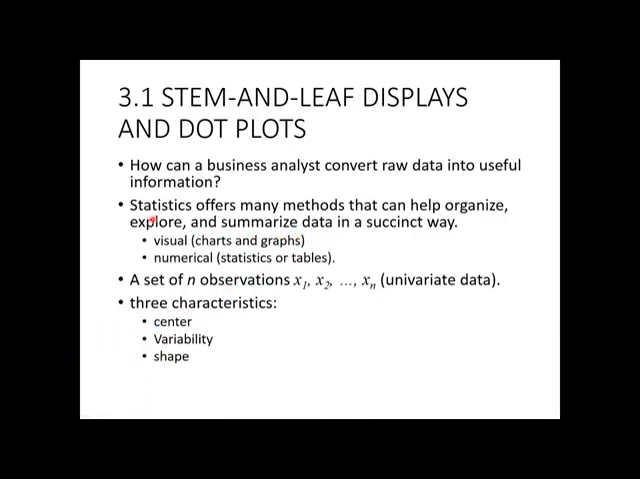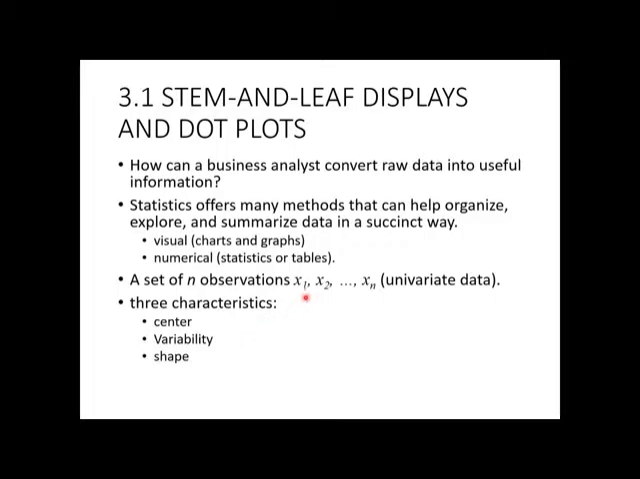Statistics offers many methods that can help organize, explore and summarize the data visually. In this chapter, we assume that we have n observations. For example, if you have thousands of samples, then n will be a thousand. And x1, x2, and so on up to xn is the data, observed one by one.